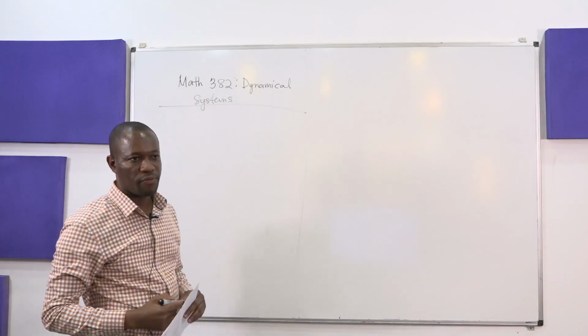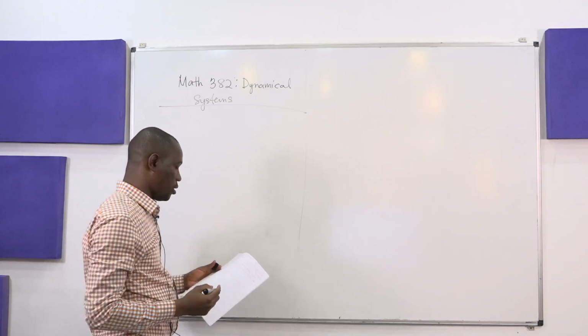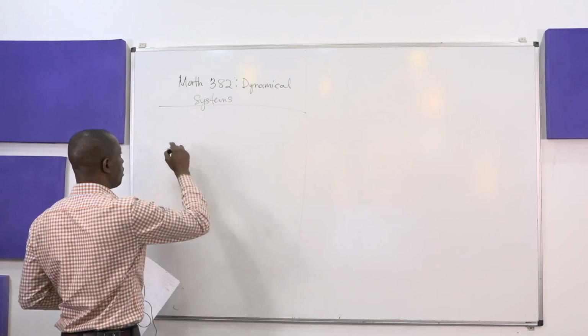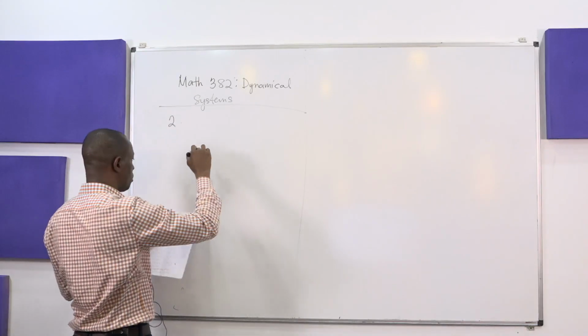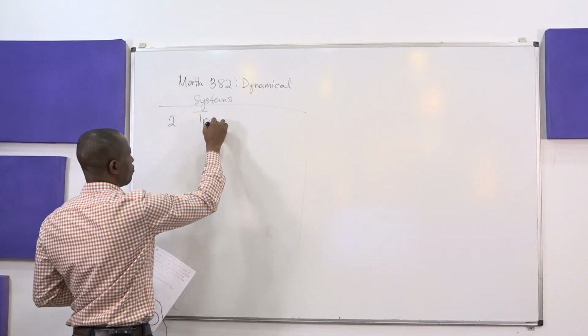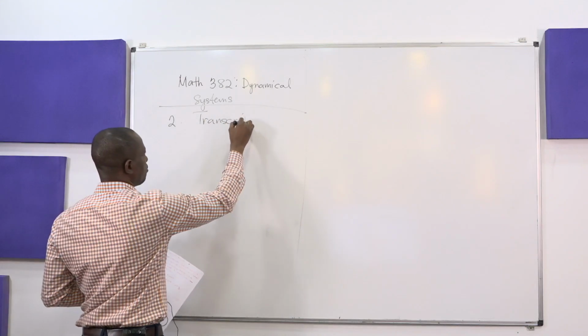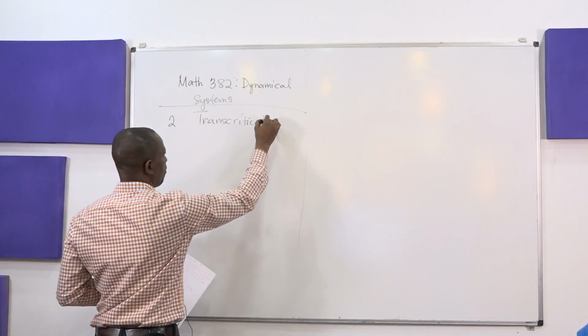We have started bifurcation in class. Is that okay? So today we are going to look. We have done saddle-node bifurcation. So today we are going to look at transcritical bifurcation.